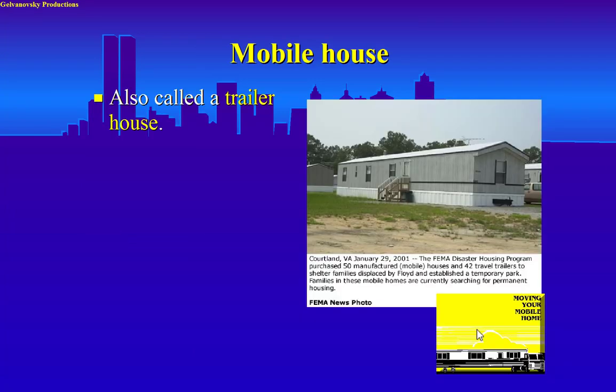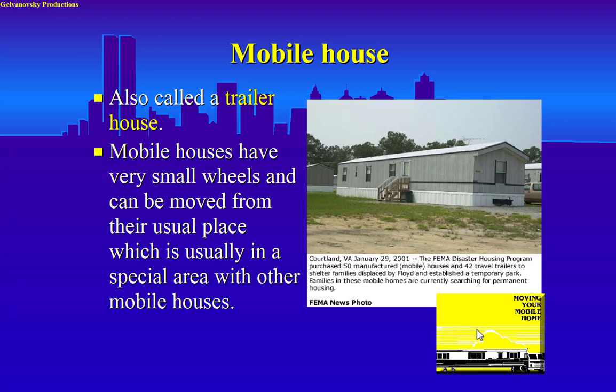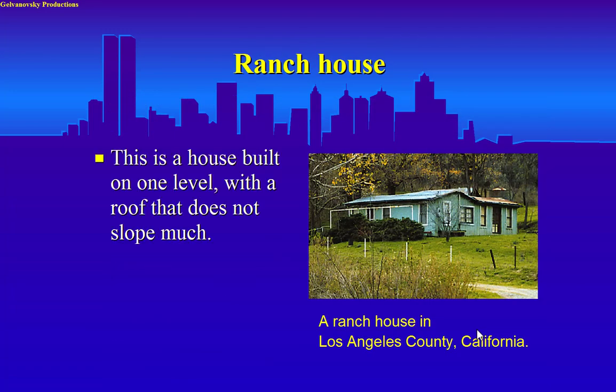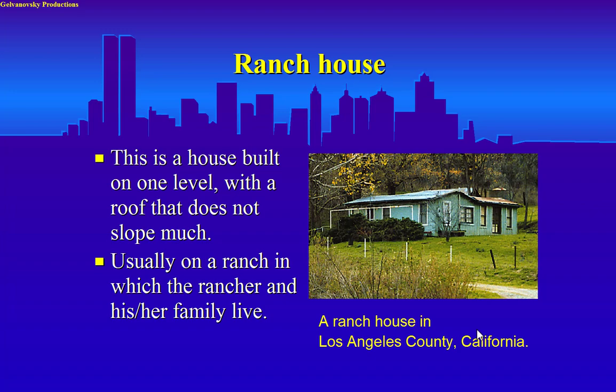Mobile house. This is also called a trailer house. Mobile houses have very small wheels and can be moved from their usual place, which is usually in a special area with other mobile houses. And usually only very poor people live in such houses. Ranch house. This is a house built on one level with a roof that does not slope much, usually on a ranch in which the rancher and his or her family live. In the picture you can see an example of a ranch house in Los Angeles County, California.